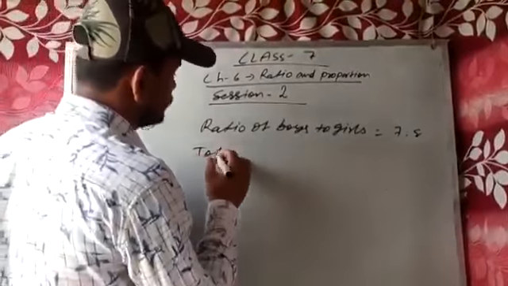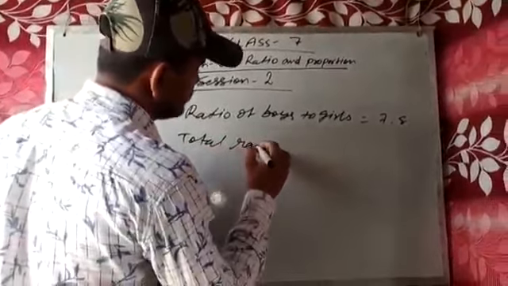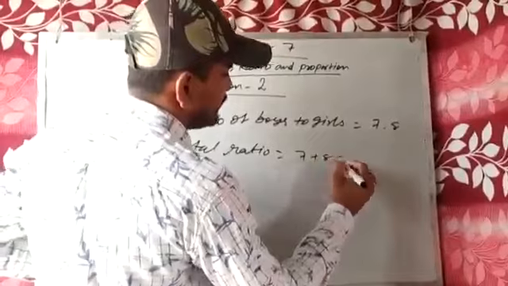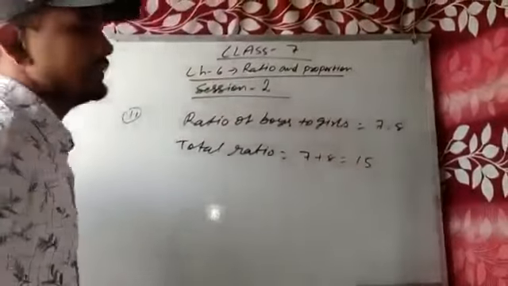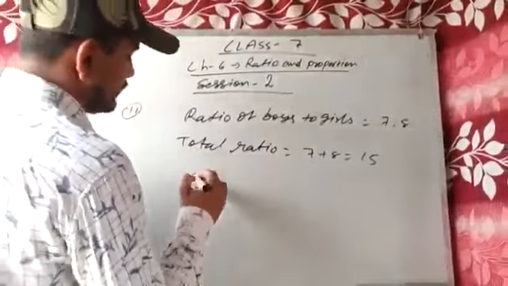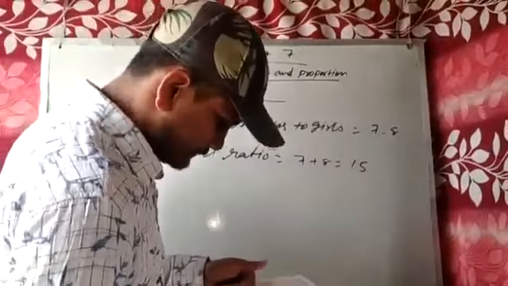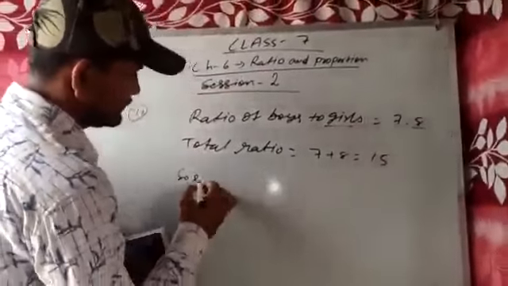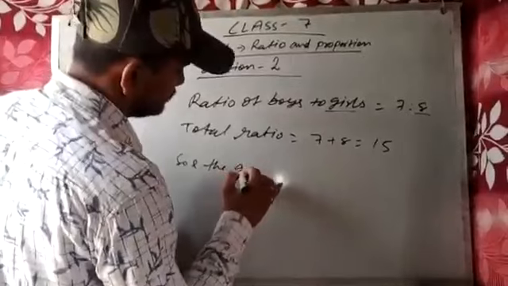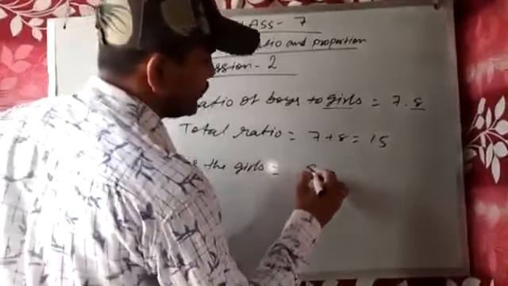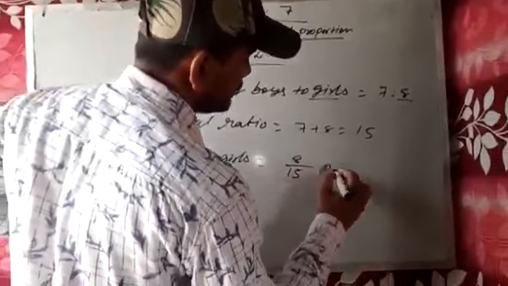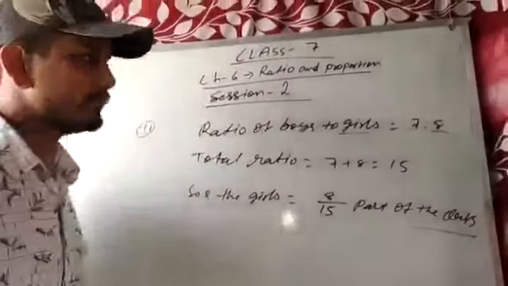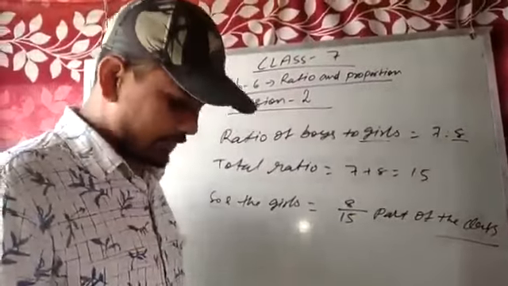Okay. Total ratio, or you can call it total number, 7 plus 8 is equal to 15. Okay, 7 boys and 8 girls, you can call it 15. So you have to find the number of girls. What part? So the girls' ratio is 8. So the girls are 8 by 15 part of the class. Okay. Now question number 12.